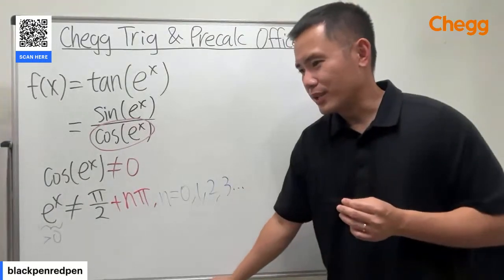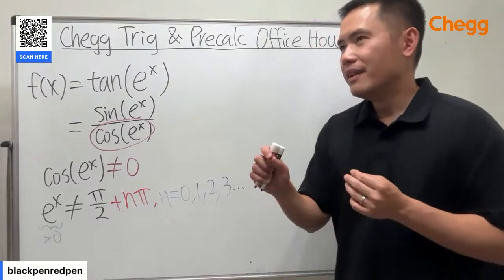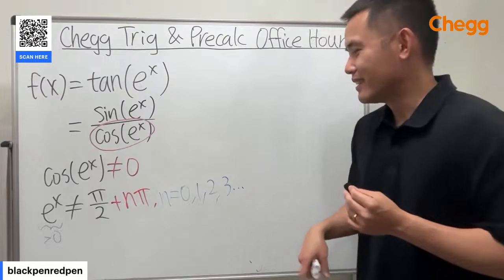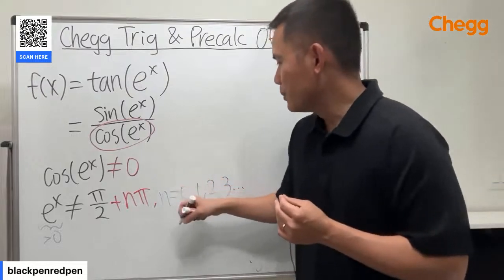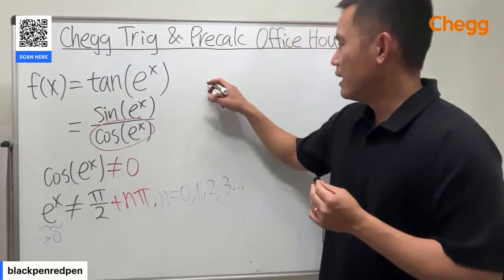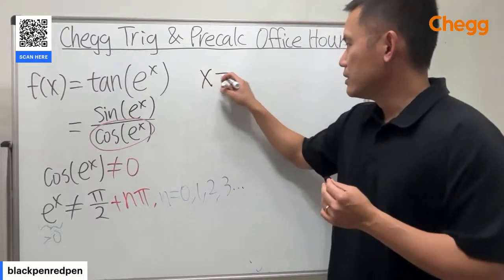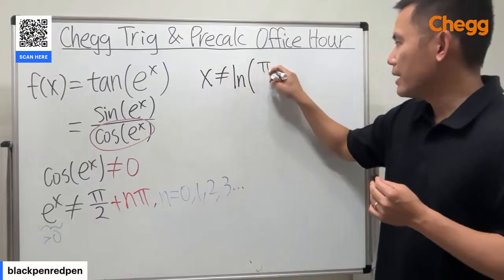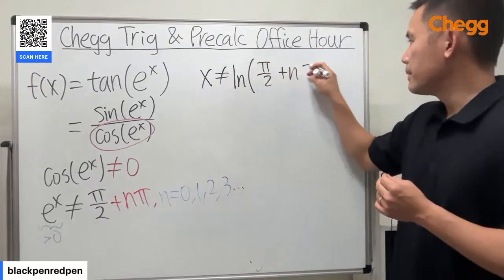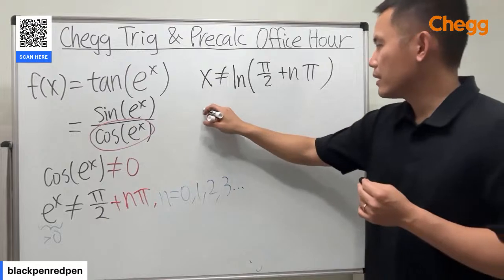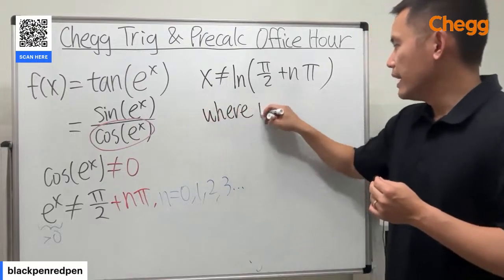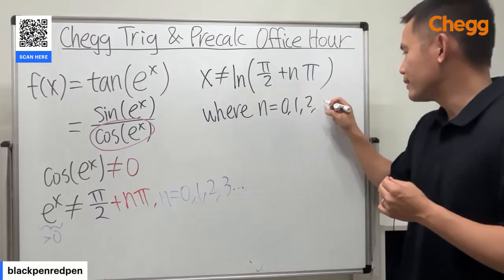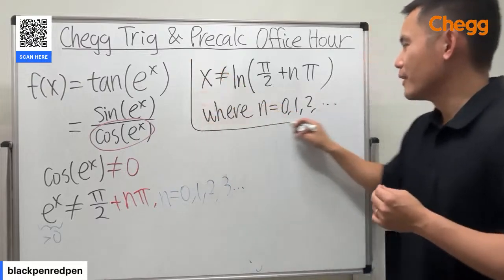I forgot the notation for non-negative integers. I think this is the easiest way, right? So now, assuming that, you can take the natural log of both sides: x equals ln of pi over 2 plus n pi, where n is a non-negative integer, and that will be the domain.